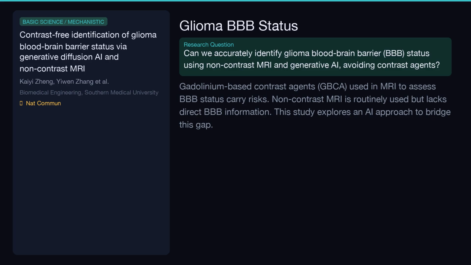Assessing the blood-brain barrier, or BBB, is crucial for understanding and treating gliomas. Traditionally, this requires contrast agents like gadolinium, which can have side effects. What if we could get this vital information from standard non-contrast MRI scans, making the process safer and more accessible?